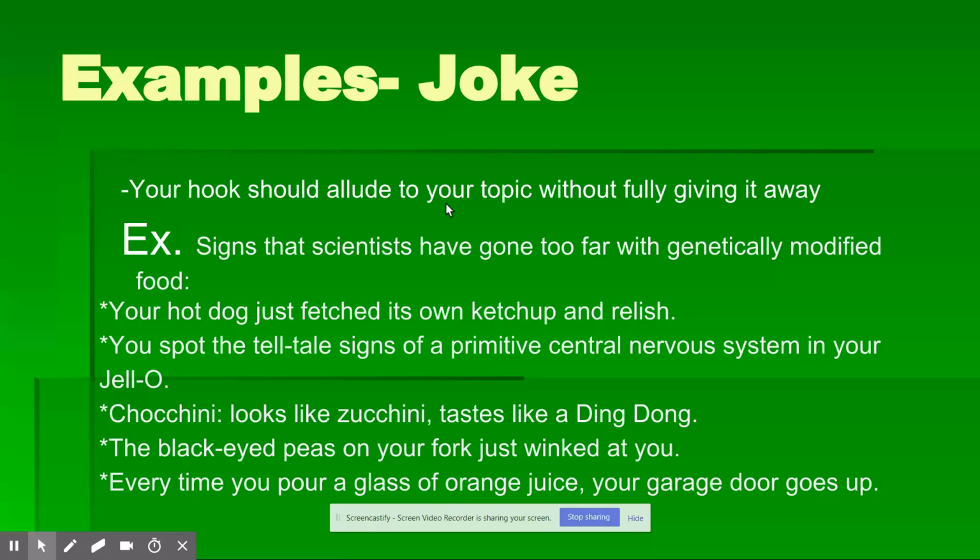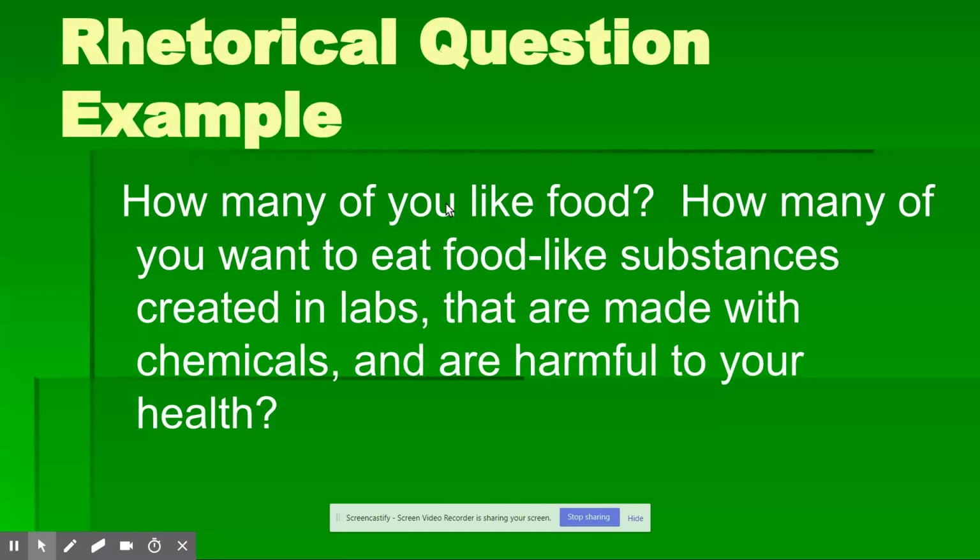So where did I find these cheesy jokes? I just Googled jokes about GMOs. If you're doing a more sensitive topic, I might suggest staying away from a joke. But if your topic is not super charged with emotion, it's something you could consider.